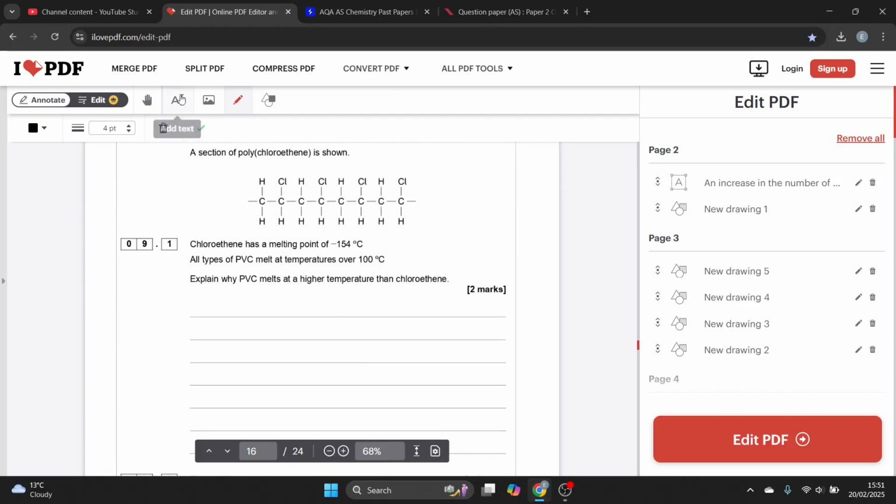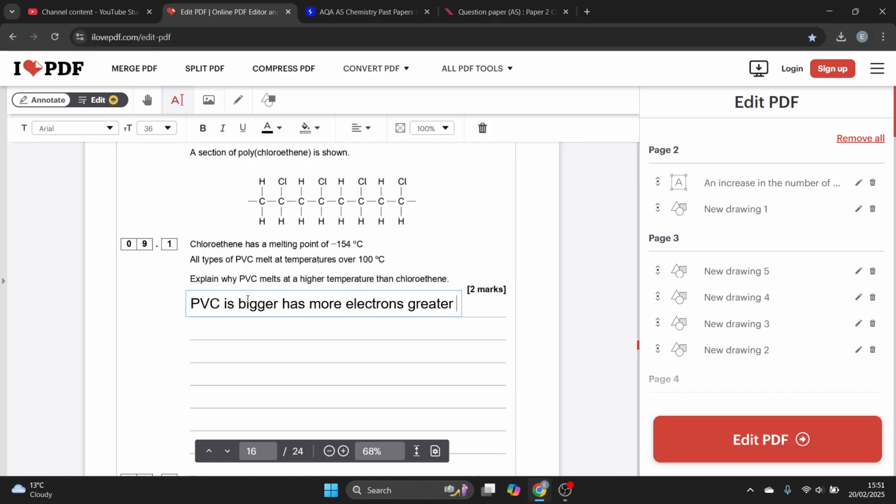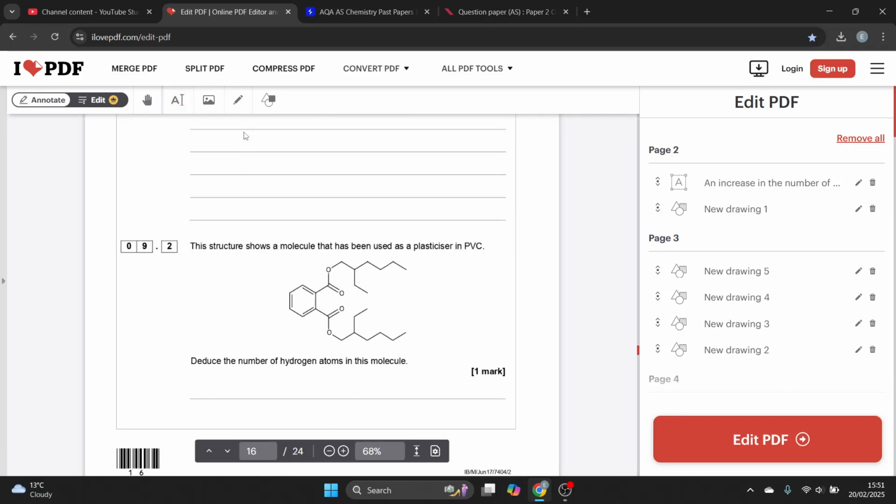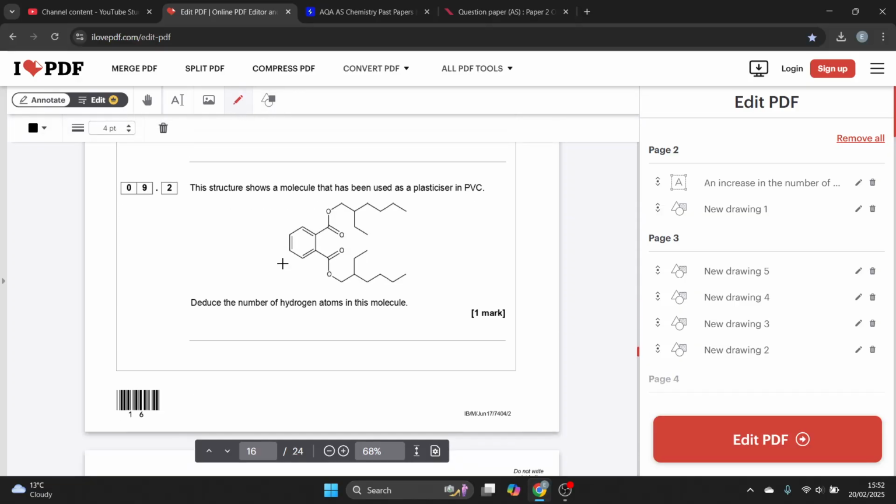Perfect. Explain why PVC melts at a higher temperature than chloroethene. PVC is bigger, has more electrons, greater Mr, hence therefore PVC has stronger van der Waals forces between molecules. The intermolecular forces.